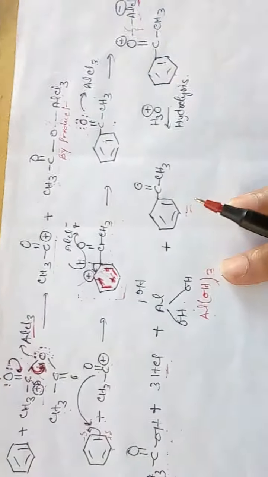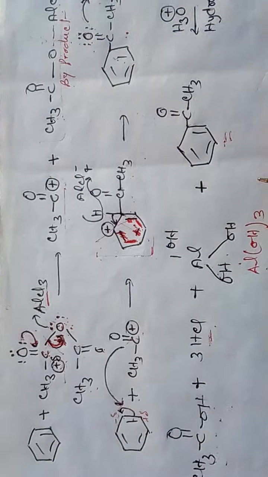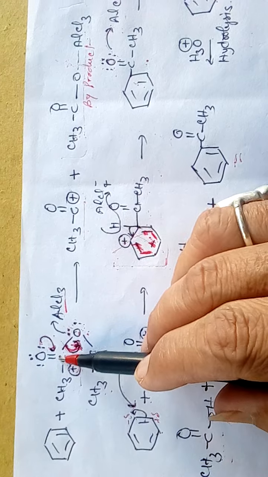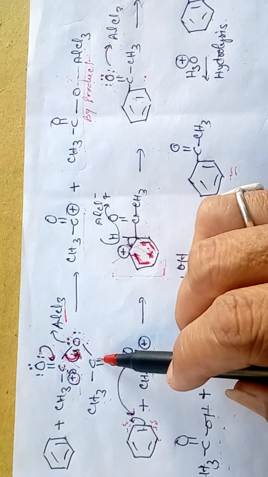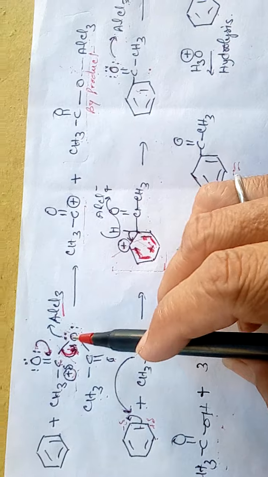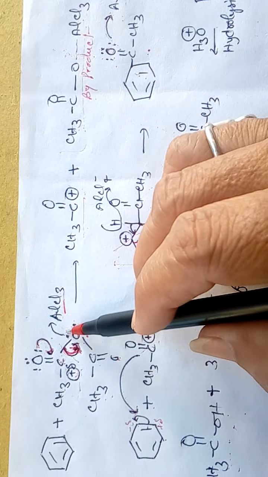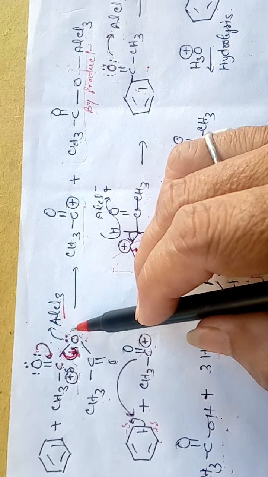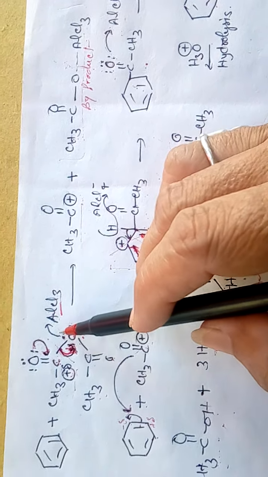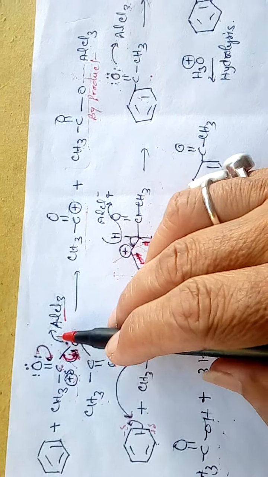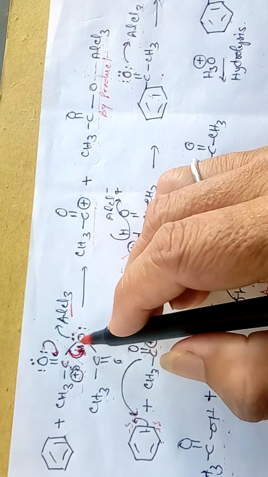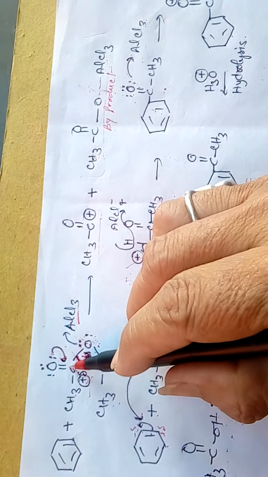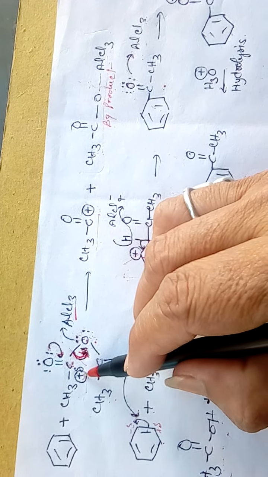How does acetic anhydride react with benzene? Now look, we see here. This is acetic anhydride: CH3, C double bond O, and C double bond O and CH3. AlCl3 comes and takes this lone pair of electrons present on the oxygen, and it forms a complex, and when it links here, this carbon gets a positive charge.